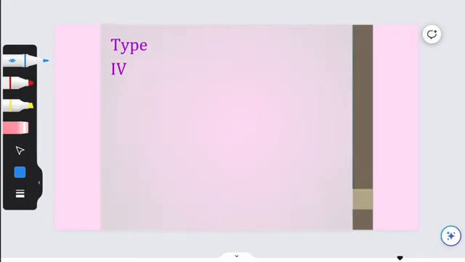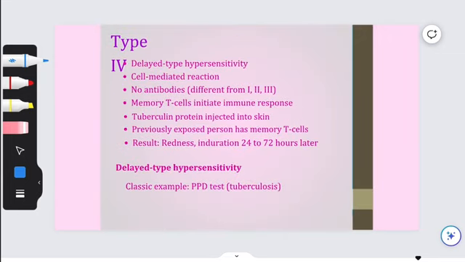Let us move on to the last and final type of hypersensitivity reaction, that is type 4, which is also called the delayed type hypersensitivity reaction, and in contrast to all the other types, this is entirely cell-mediated and does not involve any antibodies at all, which makes it very different from types 1, 2 and 3. This is a memory T cell response to an antigen. The classic example of a type 4 hypersensitivity reaction is the PPD test for tuberculosis.